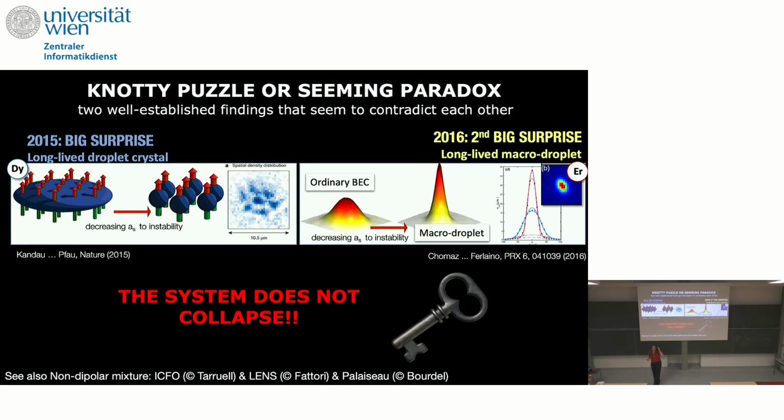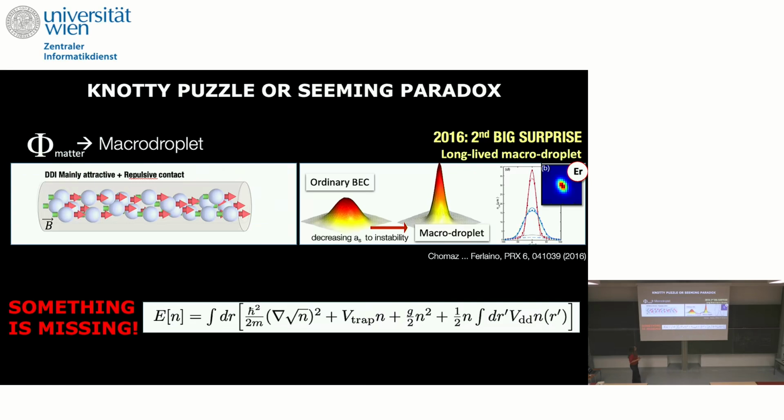We didn't know what was going on in the community. Now we know, because everything was stable. Under dominant attraction, the system was not collapsing. So it seemed that something was missing in all our understanding of the problem. And actually, if you take the Gross-Pitaevskii equation and do a numerical simulation of the ground state, you would always see instability. So the usual Gross-Pitaevskii equation, which was working very well in all ultracold experiments, was failing to demonstrate and show this stability. So there was something missing.